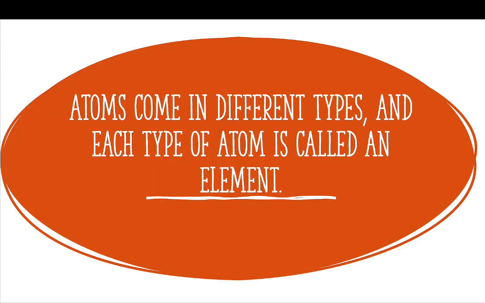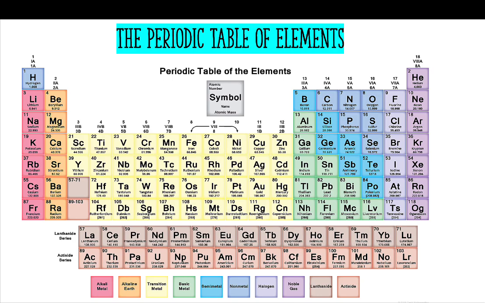And so atoms come in different types. Each atom is called an element. And so we may have heard of some of these atoms already. Let's look at the periodic table of elements, which outlines all the different varieties of atom we might have to deal with. And we see some familiar ones on this chart. I see carbon, I see oxygen, I see hydrogen.